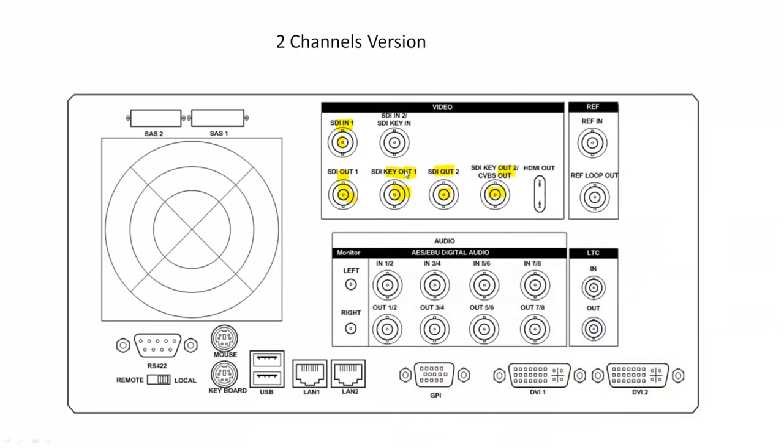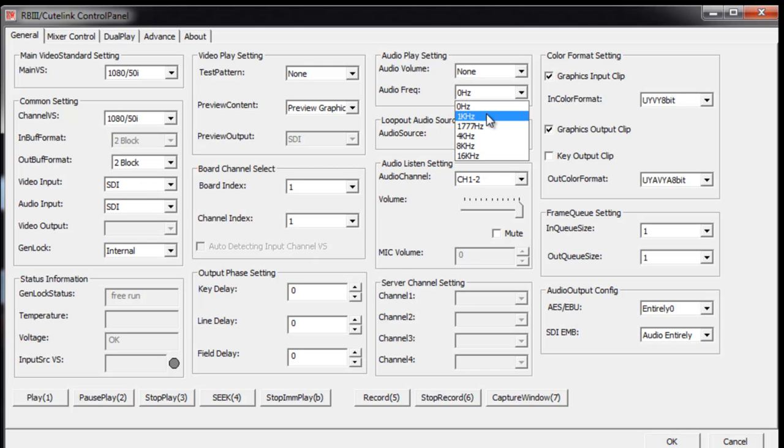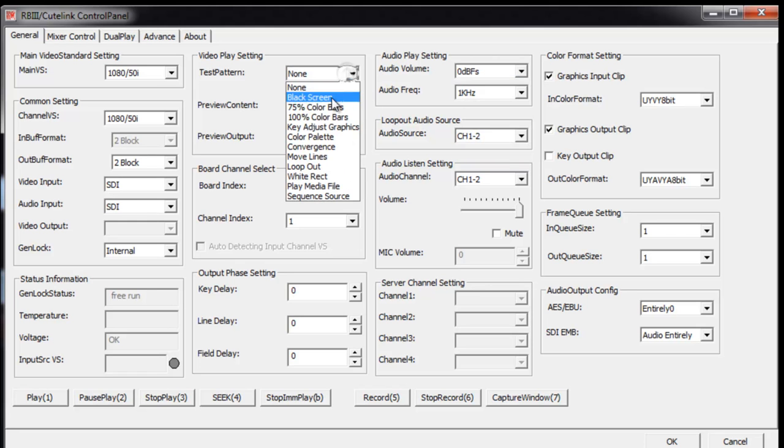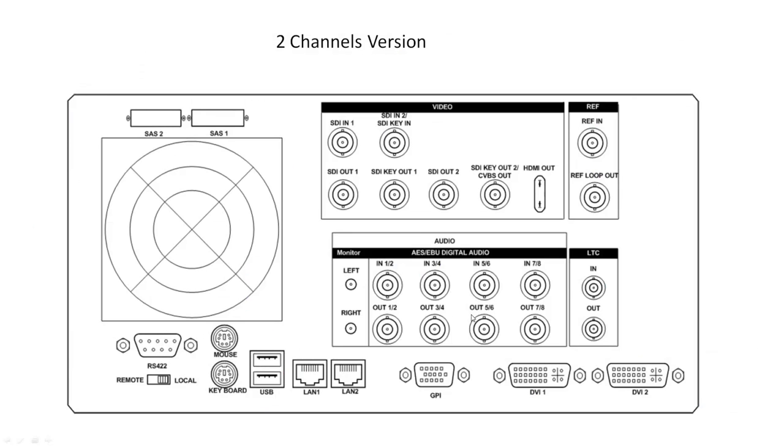Audio can be embedded with video and transmitted by SDI signal. And here we can set the testing audio frequency and audio volume, and choose whatever test pattern. Now, the audio should be generated in the current channel and transmitted together with the video signal.